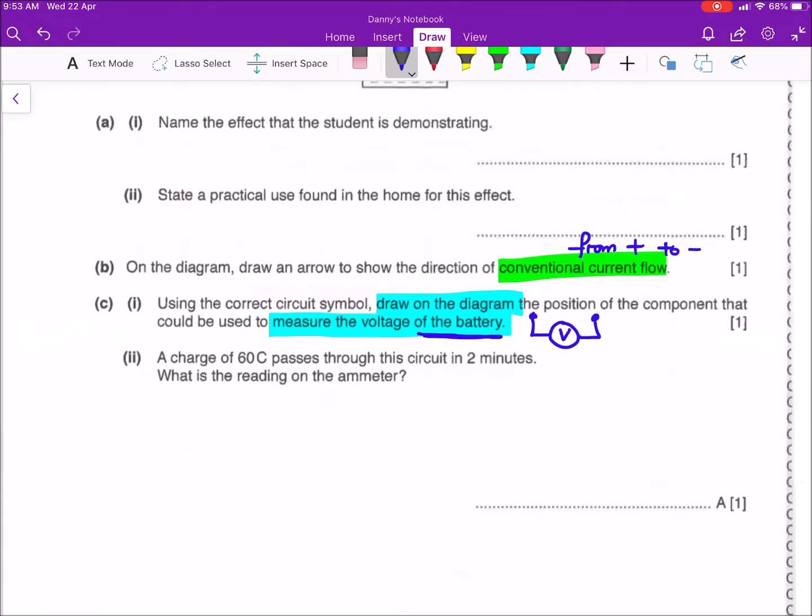So down here, you are supposed to tell me the reading on an ammeter. You need to know that an ammeter actually measures the current I. When you see this 60C, it is actually referring to Q. And then you have this timing, 2 minutes. Remember to convert this into seconds. And basically this will tell you the t. So in this question, you have the Q, you have the t, you're supposed to find I. So go and use the correct formula. Look at your formula sheet.